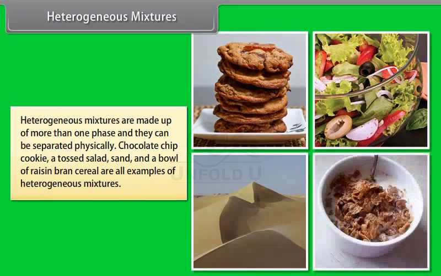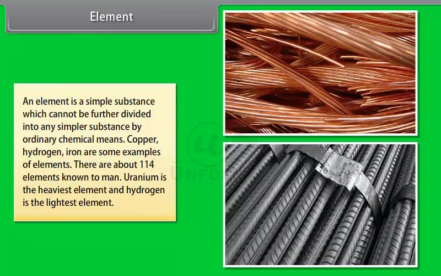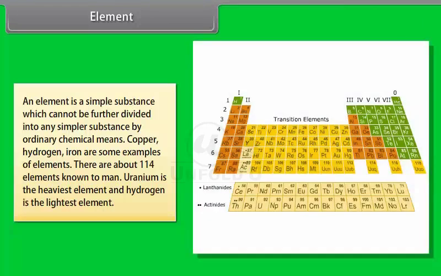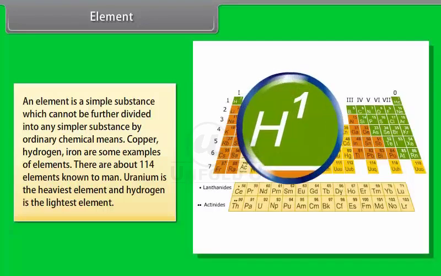Chocolate chip cookie, a tossed salad, sand, and a bowl of raisin bran cereal are all examples of obvious heterogeneous mixtures. Element. An element is a simple substance which cannot be further divided into any simpler substance by ordinary chemical means. Copper, hydrogen, iron are some examples of elements. There are about 114 elements known to mankind. Uranium is the heaviest element and hydrogen is the lightest element.